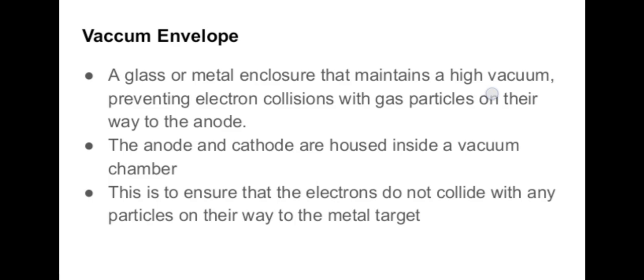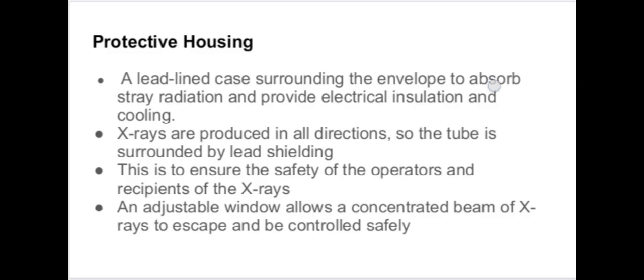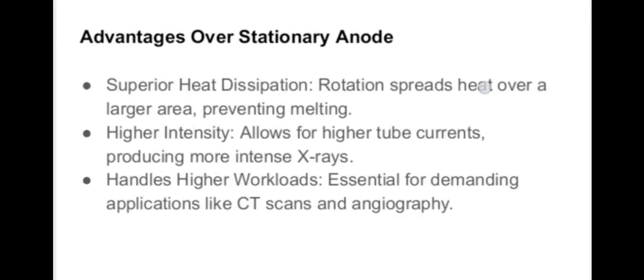The next is about the protective housing. It is a lead-lined case which surrounds the envelope to absorb stray radiation and provide electrical insulation and cooling. X-rays are produced in all directions, so the tube is surrounded by lead shielding. This is to ensure the safety of the operators and the recipients of the X-rays. Usually an adjustable window allows a concentrated beam of X-rays to escape and be controlled safely. Then, the advantages over the stationary anode.